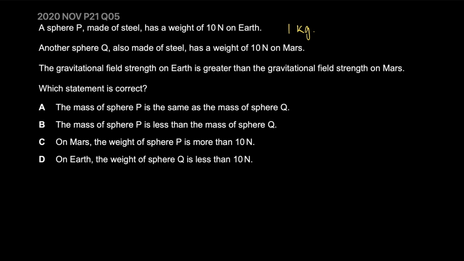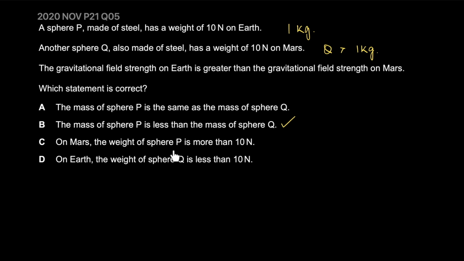What can I say about the object Q, which has a weight of 10 newtons on Mars? So this is weaker. So heavier objects will end up having the same weight, if that makes sense. So the mass of Q has to be greater than 1 kilogram. I can figure that out at least. Let's see what the options are. Mass of sphere P is the same as the mass of Q. That's not true. They would have different weights then. Mass of sphere P is less than the mass of sphere Q. I think I'm happy with that, but let's read every other point as well.